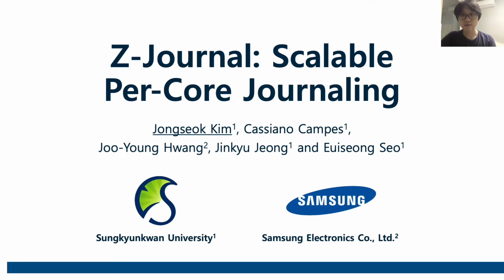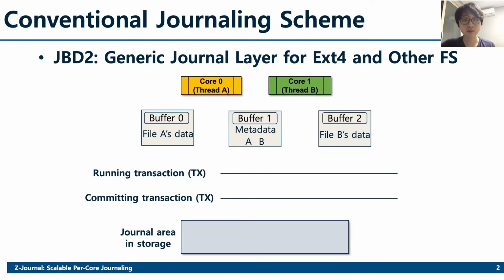It's a great honor for me to present our research on per-core scalable journal design today. This was achieved through close collaboration of researchers at Sungkyunkwan University and Samsung Electronics. JBD2 is a generic journal layer, which was designed to be used with any conventional file systems. Currently, ext4 is using JBD2 as its journal layer.